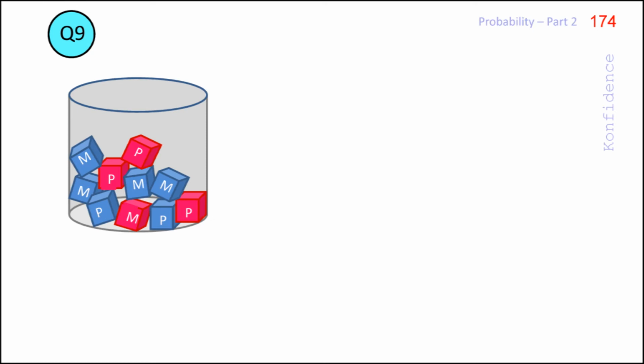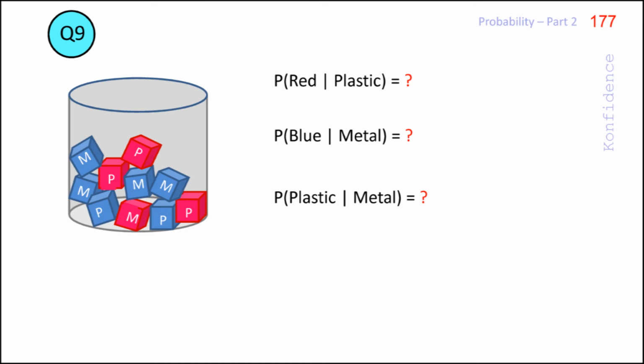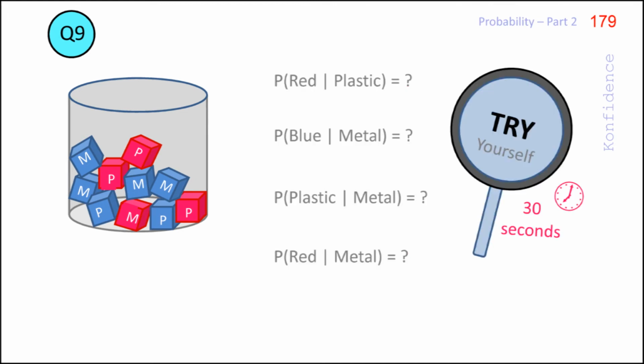Can you try to find the answers to the 4 practice questions given? You pick a cube at random from our container with the 10 cubes. What is the probability that the cube picked is red in color, given that it is made of plastic? What is the probability that the cube picked is blue in color, given that it is made of metal? What is the probability that the cube picked is made of plastic, given that it is made of metal? What is the probability that the cube picked is red in color, given that it is made of metal? Try it out yourself.